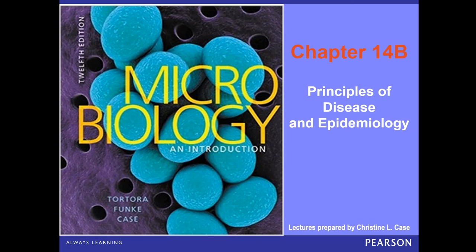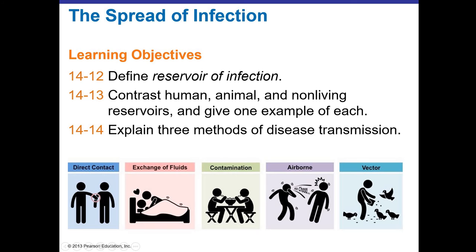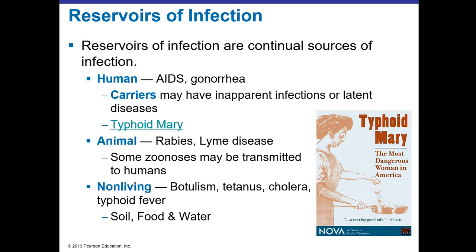In Part B of Chapter 14, we're going to talk about the spread of disease. We're going to look at where we find disease and how we actually spread it, whether it be from person to person, animals, or non-living reservoirs. So we first need to define reservoirs of infection. Reservoirs of infection are continual sources of infection.